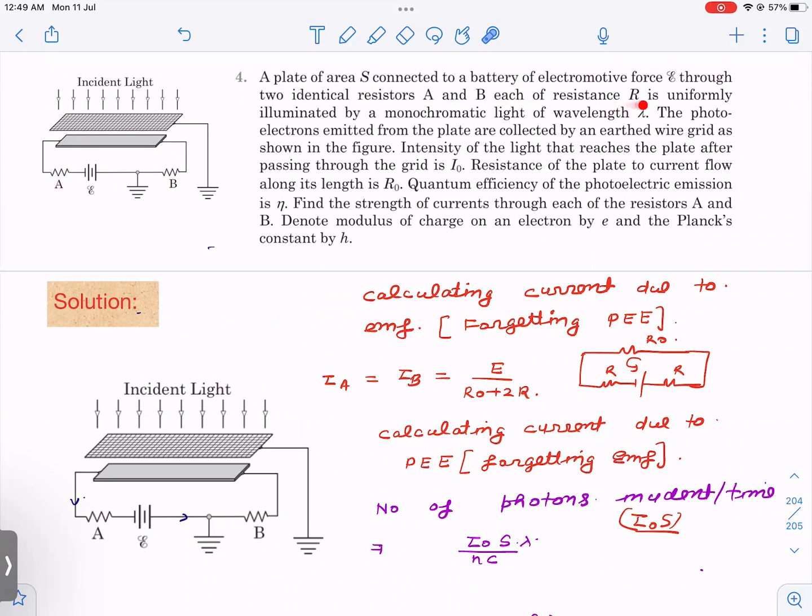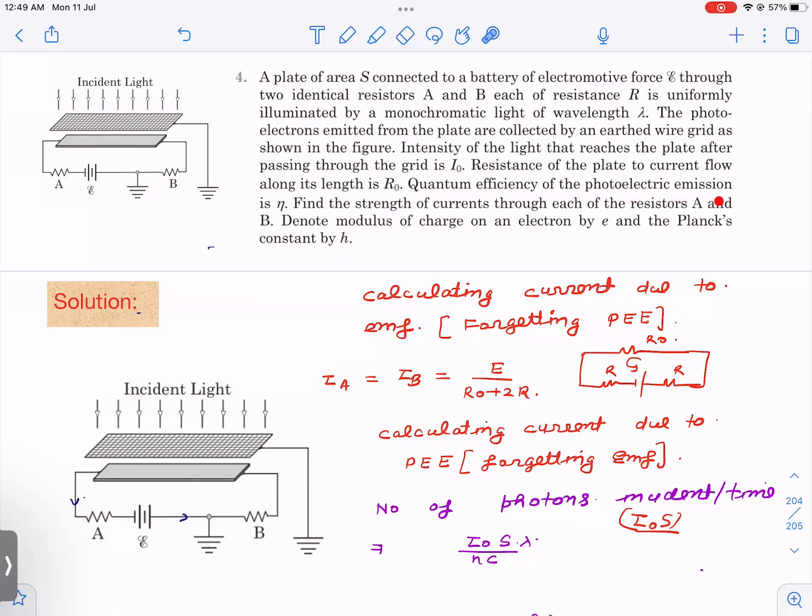Both resistances are R, and now the plate is illuminated by a uniform monochromatic light of wavelength lambda. So this is the light. The photoelectrons emitted from the plate are collected by the wire grid. So this is the wire grid. Whatever electrons are emitted, those electrons are collected by this. Intensity of the light is I naught. Resistance of the plate is R naught. So the plate also has certain resistance, that is R naught.